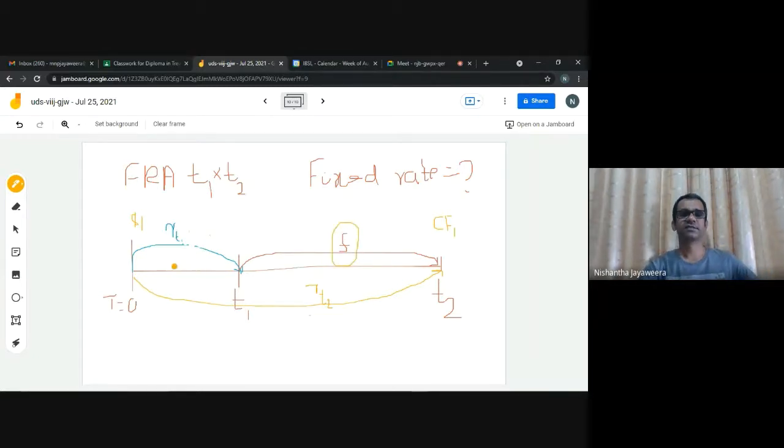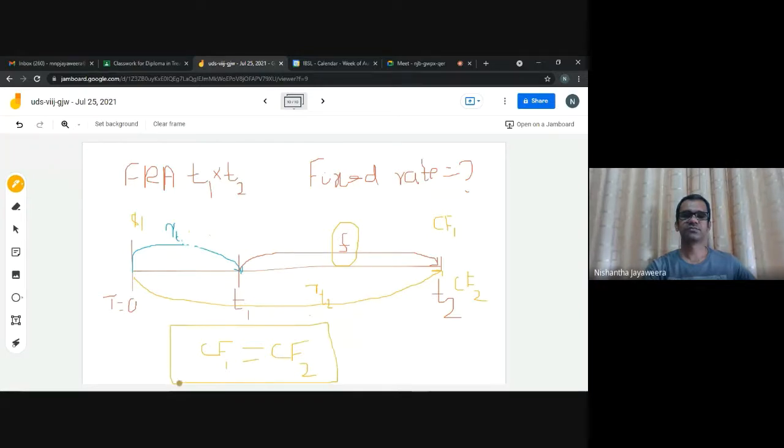Is it clear? You roll over, what is the cash flow that you receive? You invest straight away for the whole period, what is the cash flow that you receive? Cash flow 1 should be equal to cash flow 2. Based on this concept, we can calculate the forward rate. Is it clear?